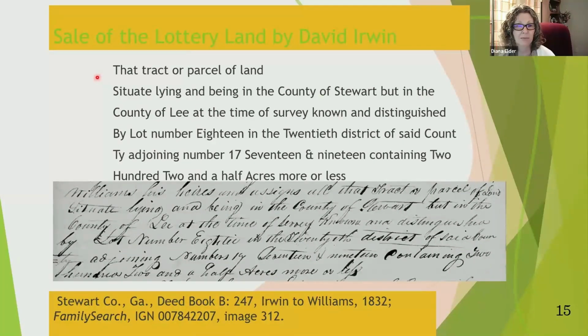So this was that tract or parcel of land, situate, lying and being in the county of Stewart, but in the county of Lee at the time of the survey, known and distinguished by lot number 18 in the 20th district of said county, etc., etc. So this really provided some additional evidence. We have an original source of him selling this land, and we've got primary information that he is selling it. It's being recorded in the deed book, so it's all above board. And that helps us to connect Sarah as the orphan.